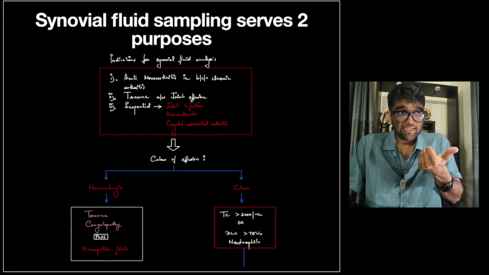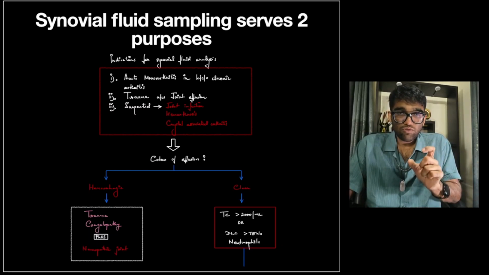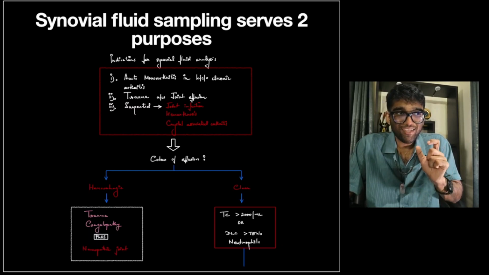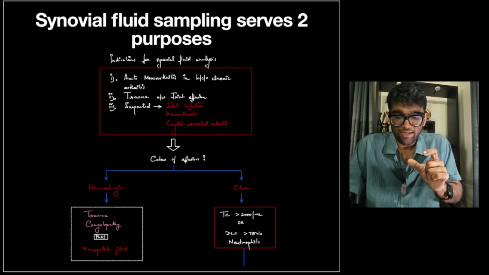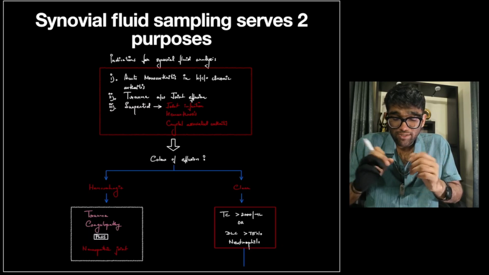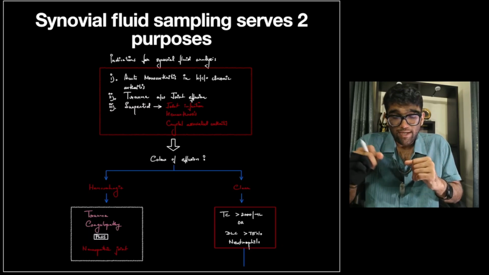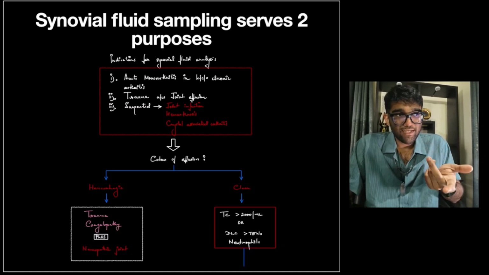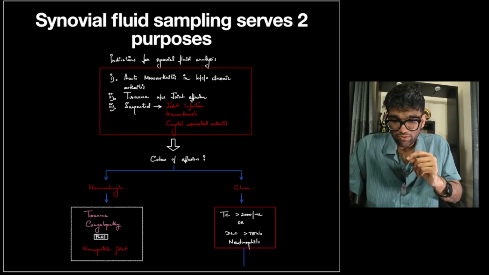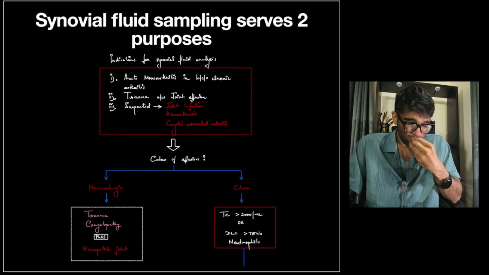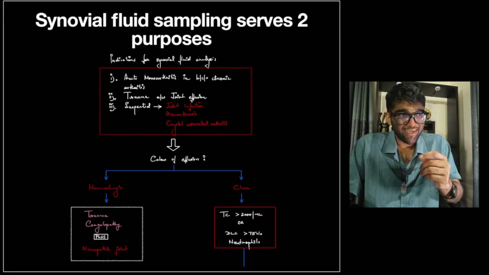Now if the fluid is clear, we look at the counts of the fluid. The synovial membrane, or the synovium, doesn't really have a basement membrane, so things can keep coming in and out. So the number of cells that you normally get in the synovial fluid is more than 200. Pardon me, not more than 2000, more than 200. But more than 2000 is something that is significant.